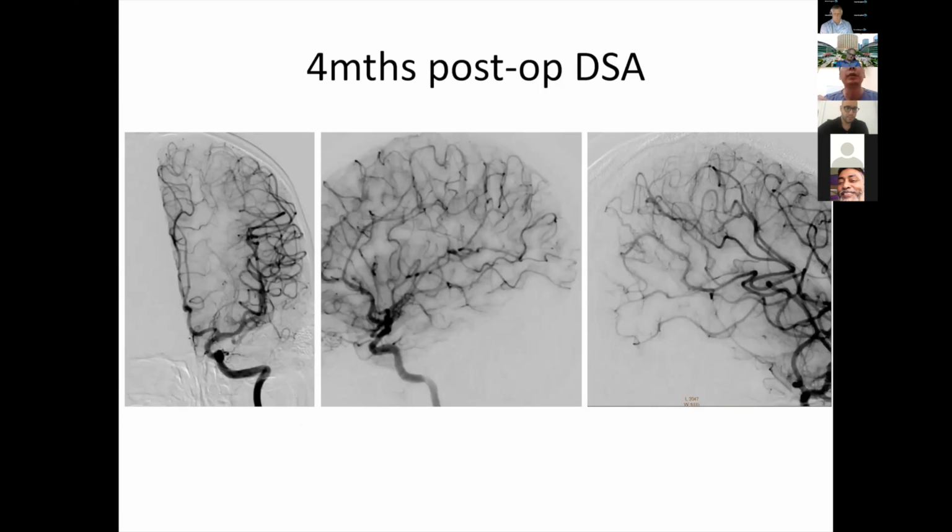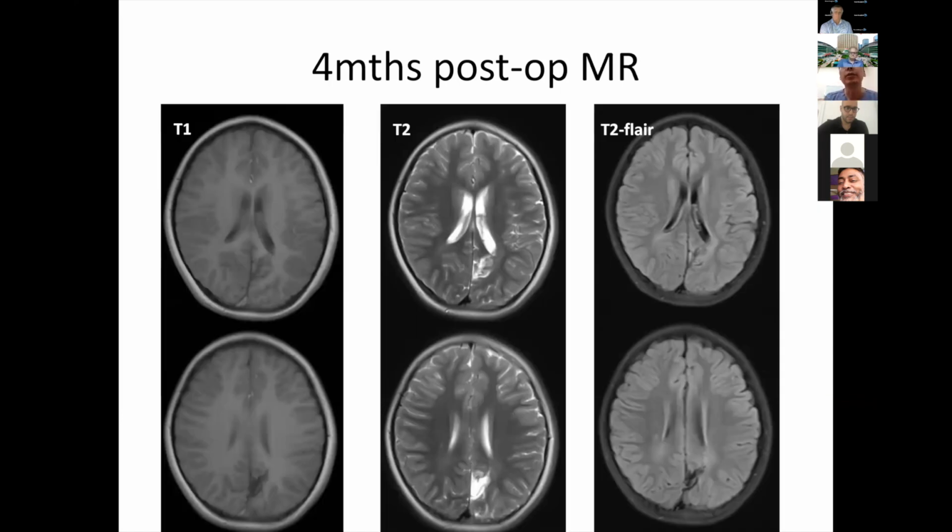As for the follow-up, 4 months later, the internal carotid artery injection revealed the total permanent cure by my embolization. The post-operative MRI scan 4 months later showed a little bit of something like a scar over here. The patient has no neurological deficit.